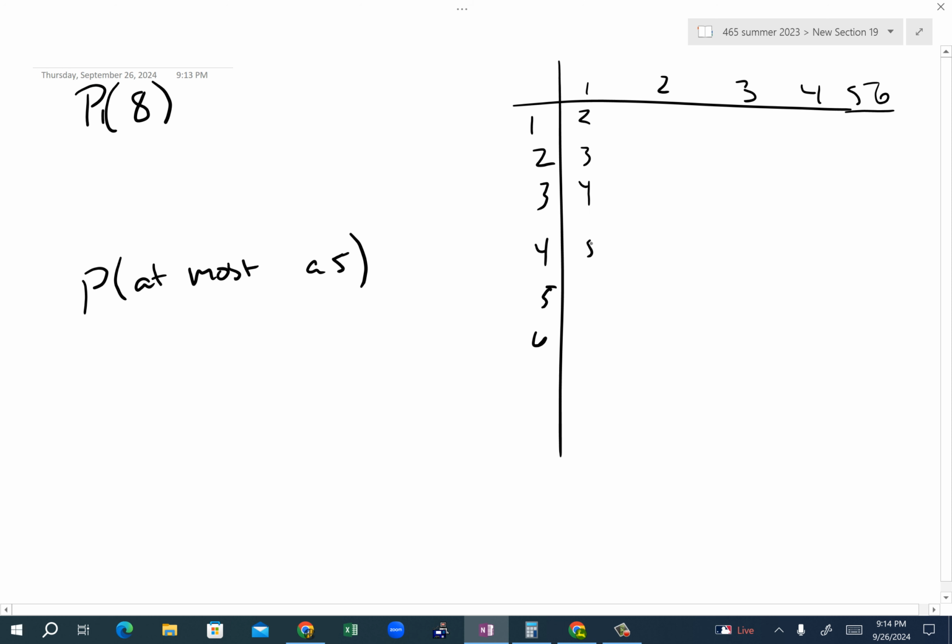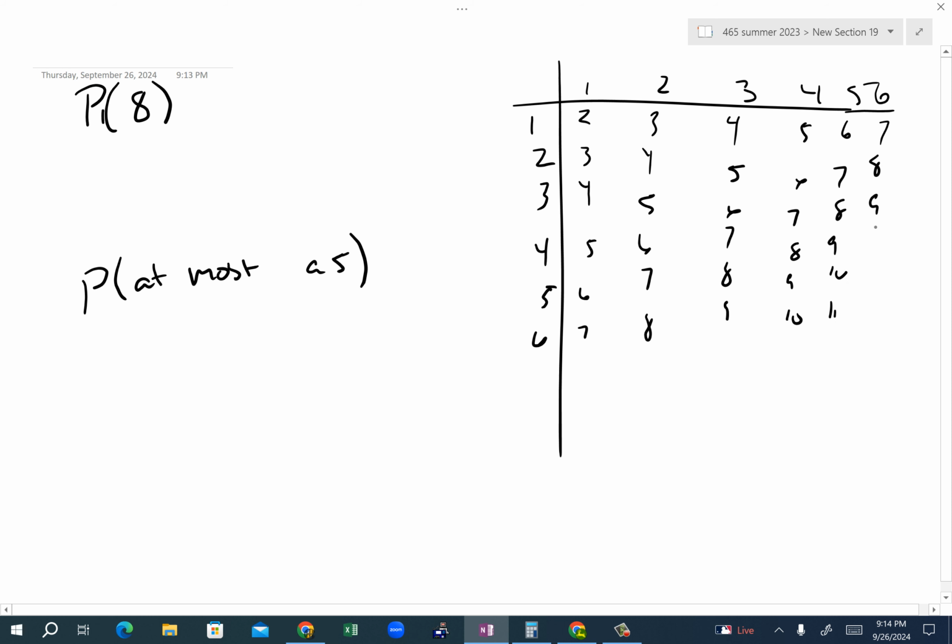2, 3, 4, 5, 6, 7. 3, 4, 5, 6, 7, 8. 4, 5, 6, 7, 8, 9. 5, 6, 7, 8, 9, 10. 6, 7, 8, 9, 10, 11. 7, 8, 9, 10, 11, 12. There they are, 36 outcomes. 6 on one, 6 on the other. 8 is 1, 2, 3, 4, 5 out of 36. Okay. At most a 5. That's 1, 2, 3, 4, 5, 6, 7, 8, 9, 10 out of 36.